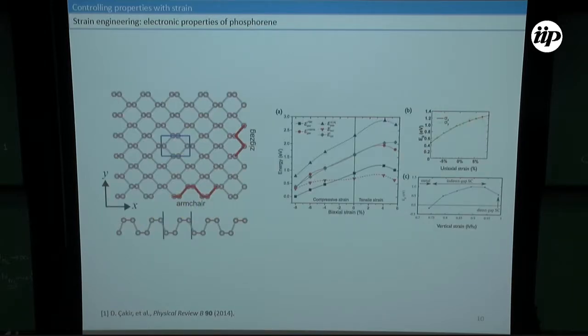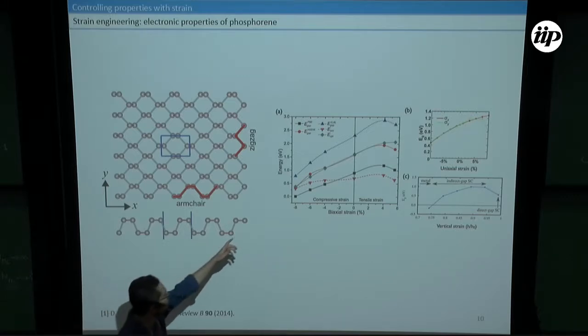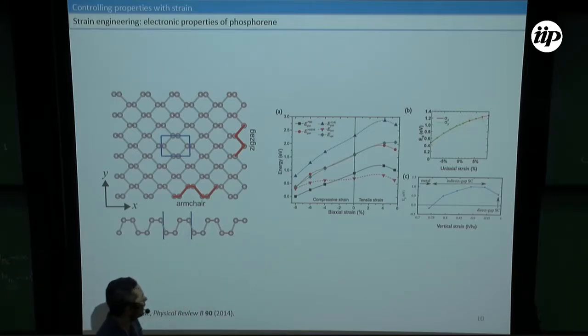And for other materials, for example, phosphorene, they try different kinds of strain to see what kind of response you get. For biaxial strain, in the case of phosphorene, for the blue one, I think they use GW, which usually has some reliable values of gap. So you can see that you can control the gap from 0.8 up to almost 3 electron volts. So it's a very large flexibility.